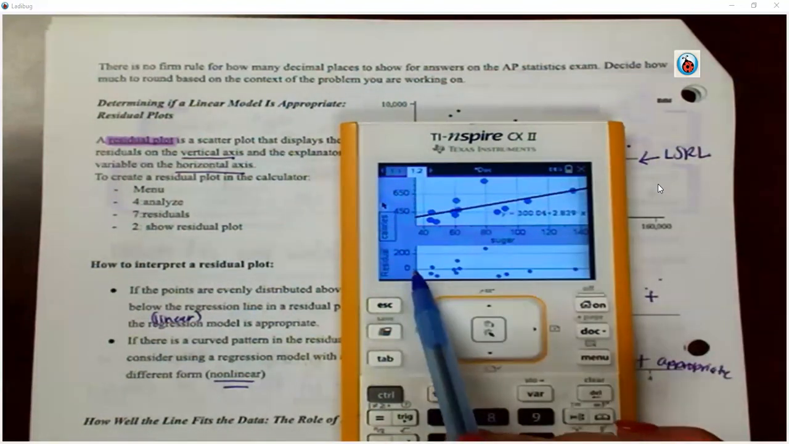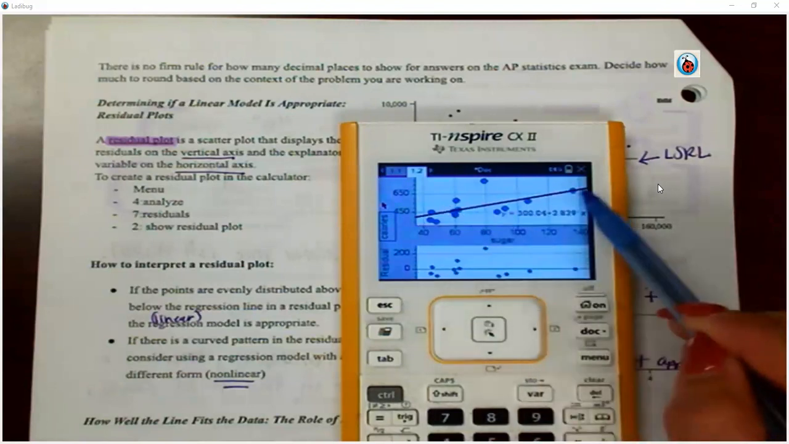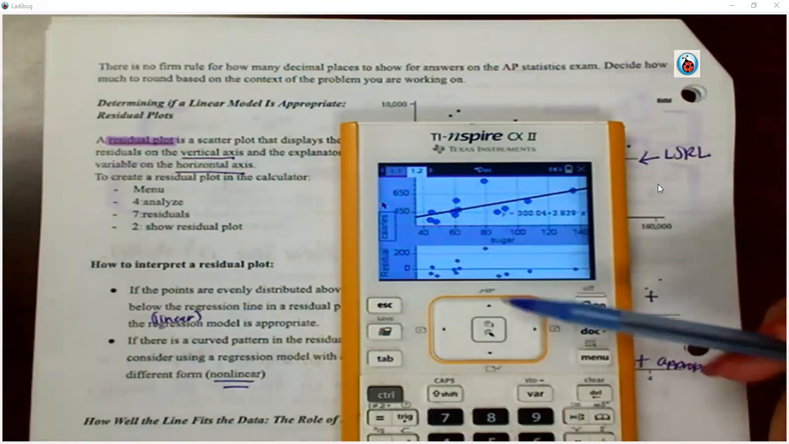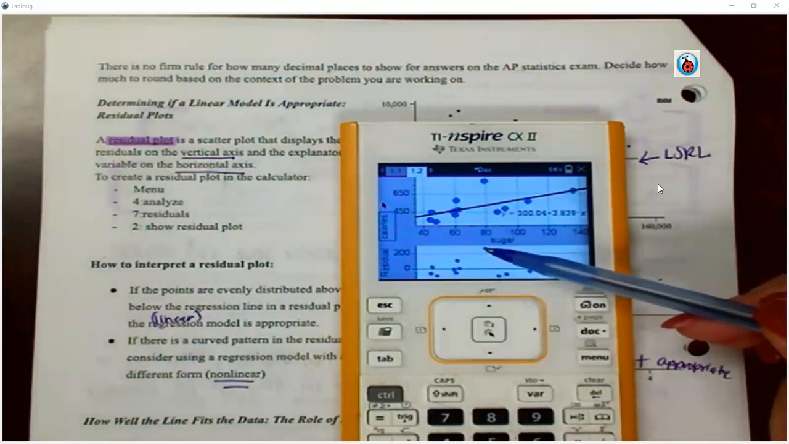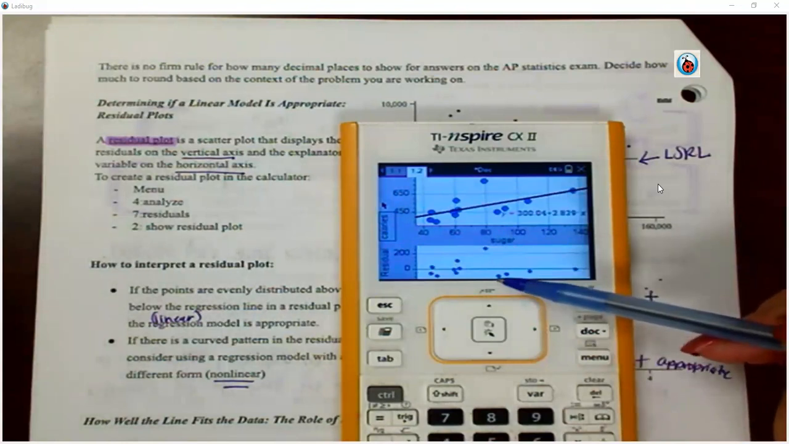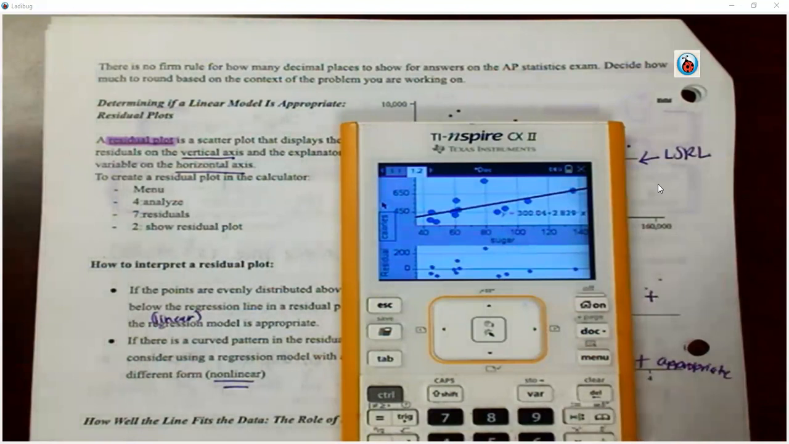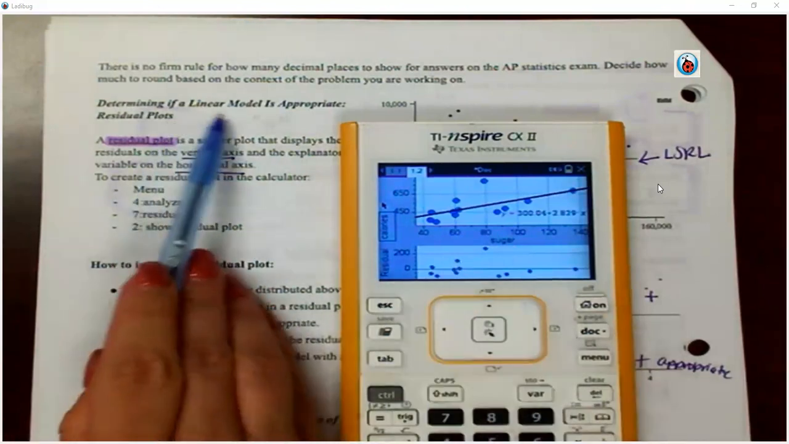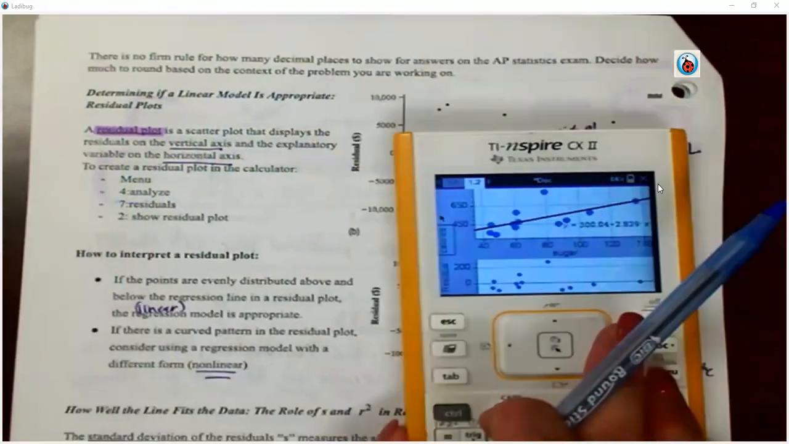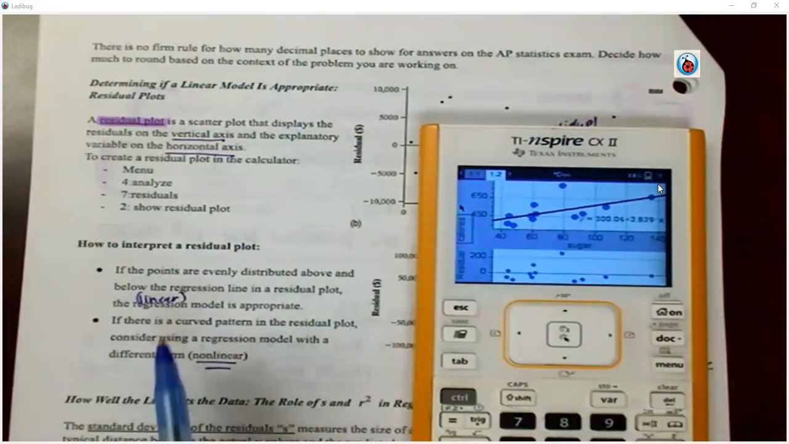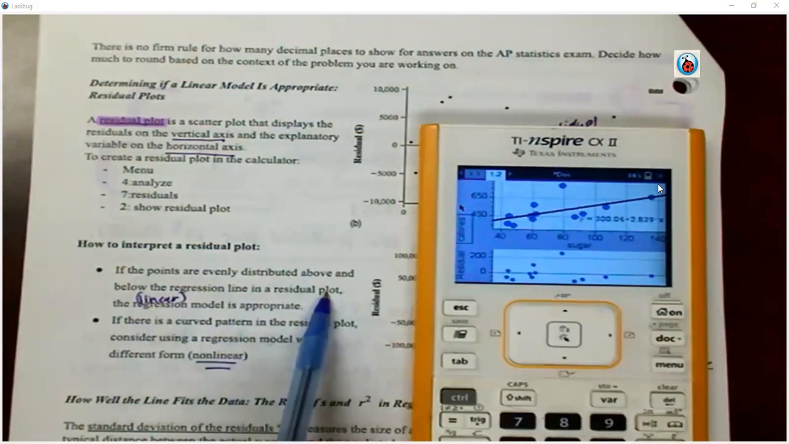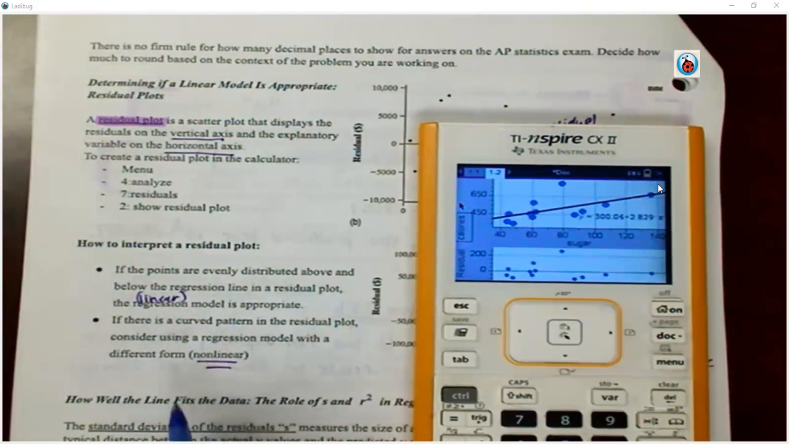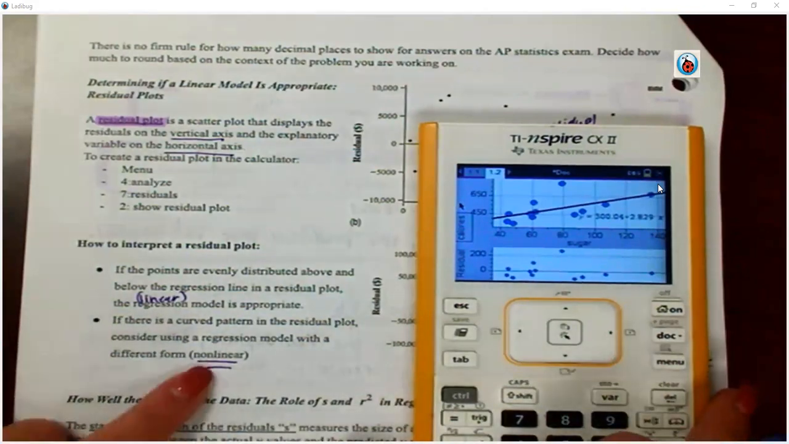Okay. So remember, this line at 0 is basically your least square regression line turned on its side. Each distance from that line shows your residual. You can see that this one has a residual above the least square regression line. These have it below. Once again, remember to use this residual plot to determine if a linear model is appropriate. It is considered appropriate if it is evenly distributed above and below the regression line and there is no curved pattern. Because if there is a curved pattern, then you would consider it nonlinear, and we can't have a linear regression for something that's nonlinear.